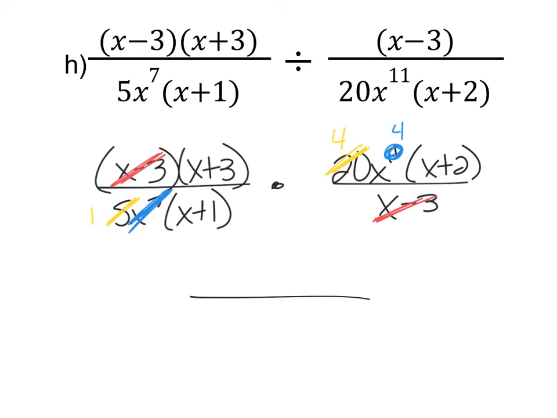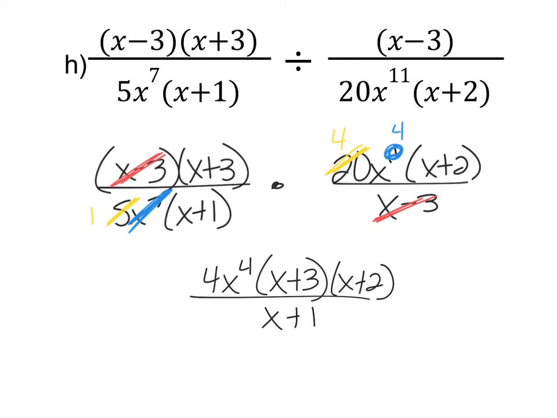So let's put it all together. So we have 4x to the 4th times x plus 3 times x plus 2. And notice I put this number out front because that's kind of math etiquette. If you put it in the middle or to the end, it's okay, but it just doesn't look very nice. So try to put it out front if you remember. And then on the bottom, you just have x plus 1, I believe. All right, so there's your answer.